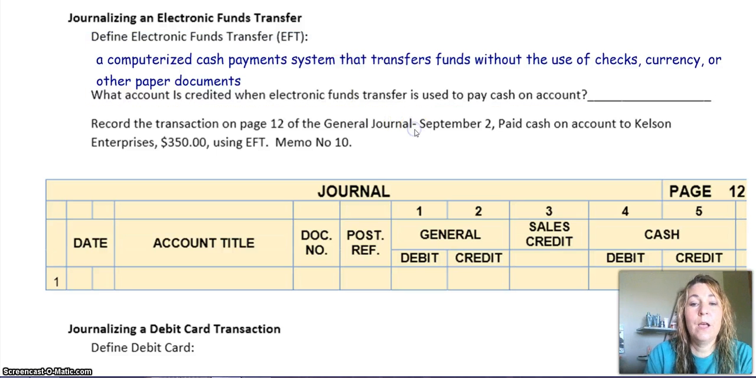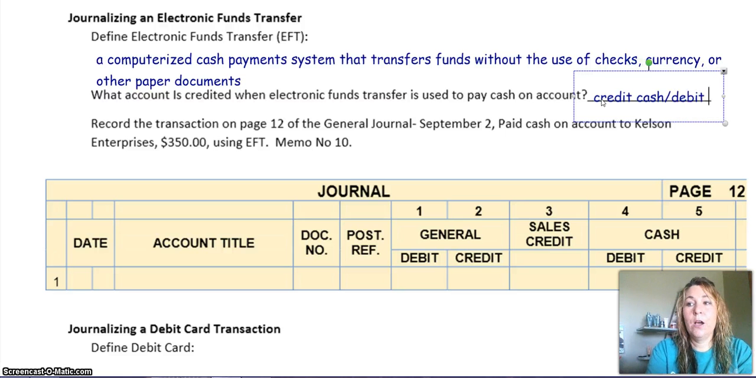Many banks or many businesses choose to use electronic fund transfers to pay their other vendors. When you journalize an electronic fund transfer, because we did not write a check, what account is going to be credited when the electronic fund transfer is used to pay cash on account? Well, we are still going to be crediting cash. So we're going to credit cash, and we're going to debit our accounts payable. Okay? Same thing as if we had written a check, except it's not a check. So let's journalize this one.